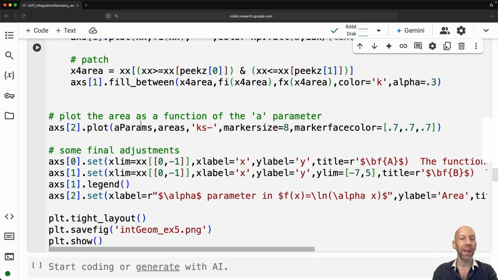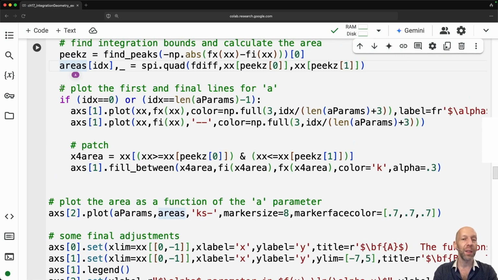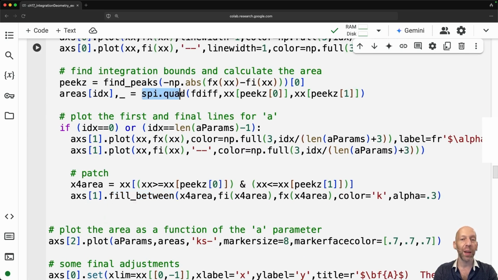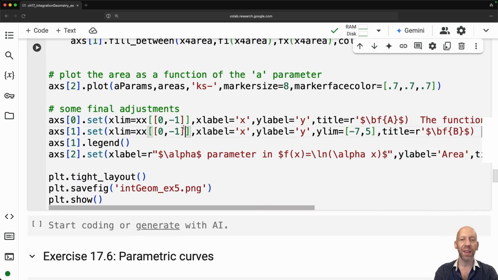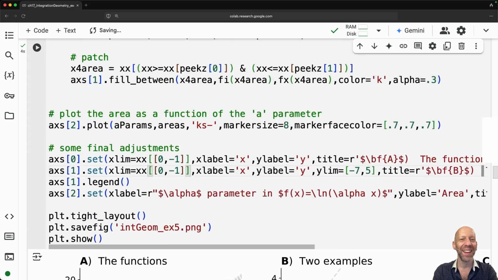So then, yeah, here is where I make the final plot, the third subplot in the third axis. Here I'm plotting the alpha values by their areas, which I calculated up here. This code here is for the middle plot. So here I'm saying if we are at the first index or at the last index, that is when we create the middle plot, where I plot the function and its integral, and then importantly, the patch between them. So this is the actual area that we are calculating using scipy.quad over here. Okay, so let's see how all of this looks. And yeah, well, it looks like exactly how I showed in the book text.